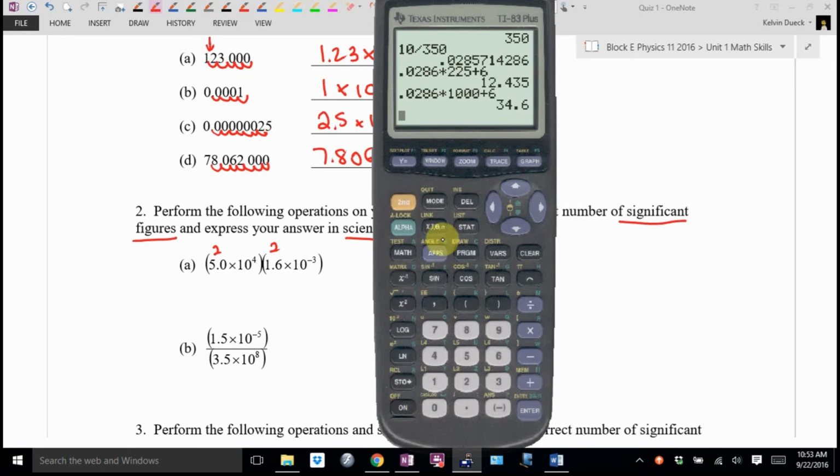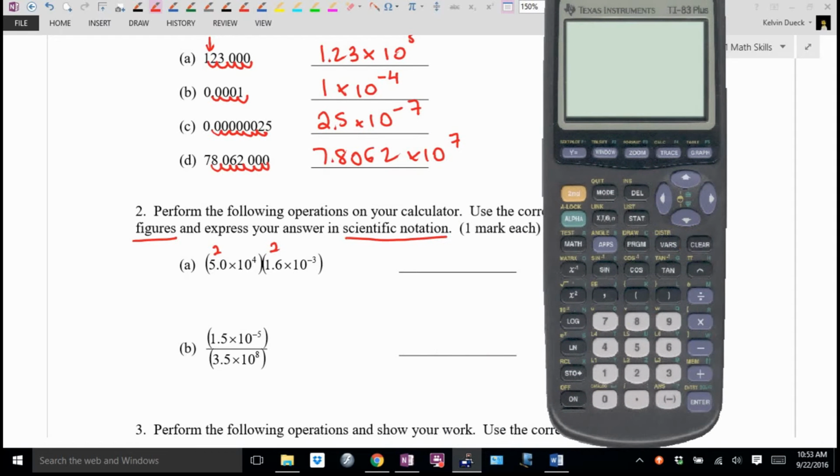So I go to my trusty calculator. I go 5. Do I need to type 5.0? Will that make a difference at all to the actual answer I get? No. So I'm lazy. I tend to abbreviate. Scientific notation. I am not going to type times. I am not going to type 10. I'm not going to type to the power of. I'm going to go use my button. 4 times 1.6. Scientific notation button. Negative 3. How many sig figs am I going to?